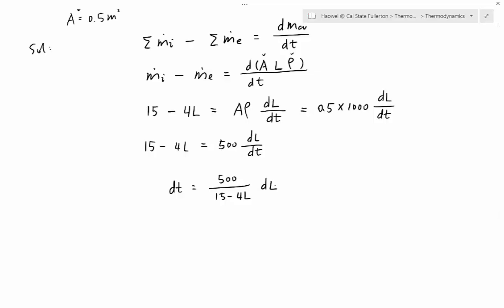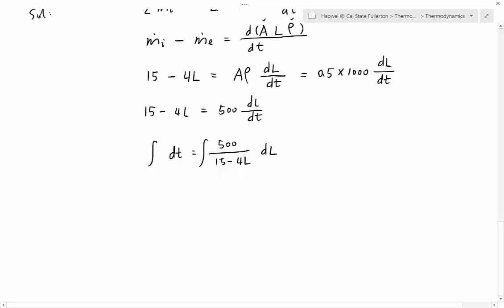Okay, so now what we're going to do is the integral. Integral of the left hand side, integral of the right hand side. The left hand side is very straightforward. Integral dt just becomes t.